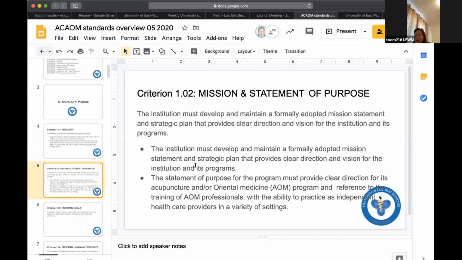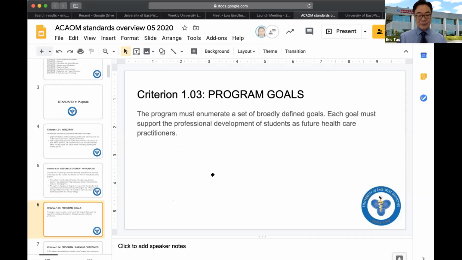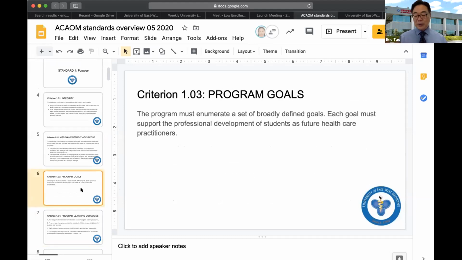Second, every institution needs to have a clear mission. Our mission is to prepare our graduates to go into the professional field of traditional Chinese medicine. And that is the big mission that all the programs are supposed to follow. Each program also has to have a goal, and the goal also supports the institutional mission.